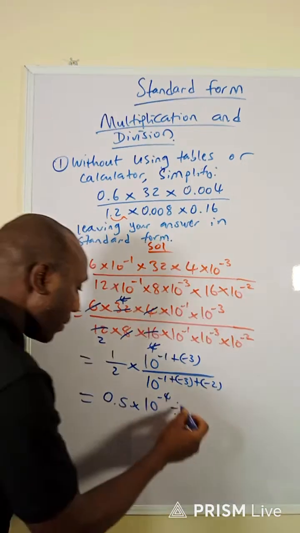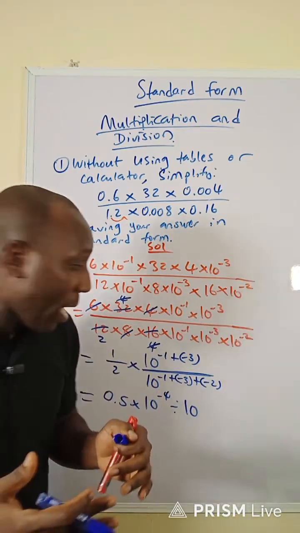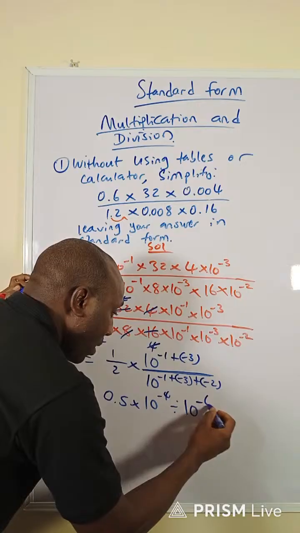Divided by what? 10 raised by what? Minus 1 minus 3 is what? Minus 4. Minus 4 minus 2 is what? Minus 6. So you write minus 6 here.